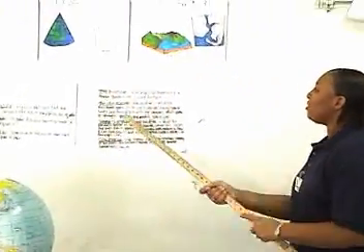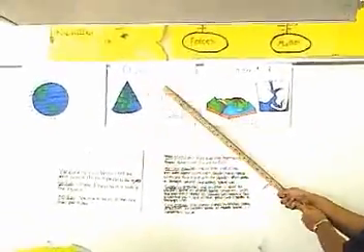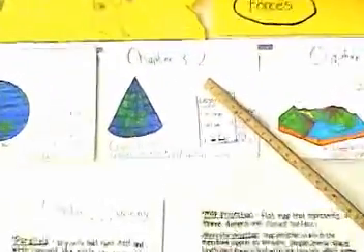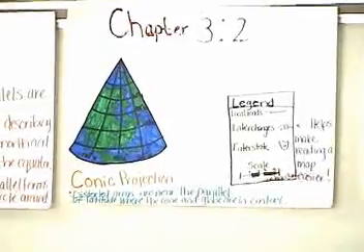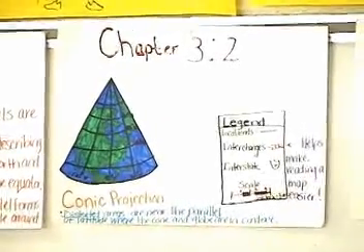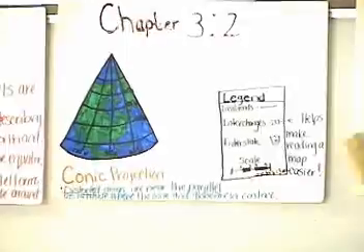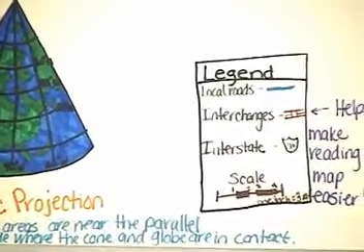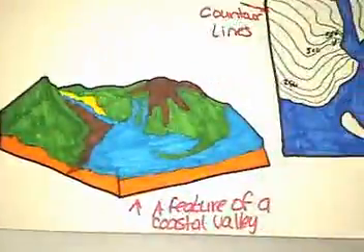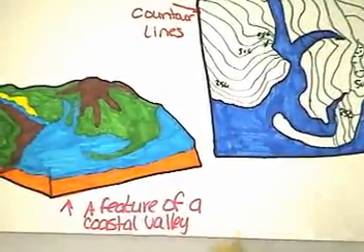Now, we're going to discuss kinds of map projections, and the kind I chose to present was conic projections. And this is Map Legends, and it helps you read a map easier. And this is a model of a topographic map of a coastal valley area. This is a topographic map.